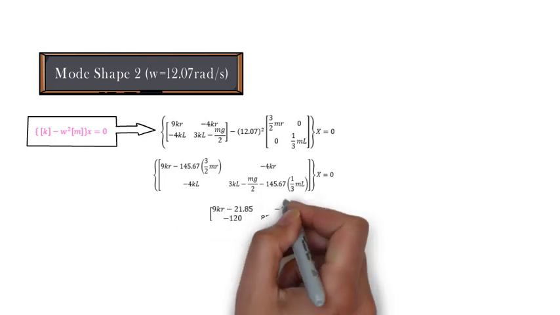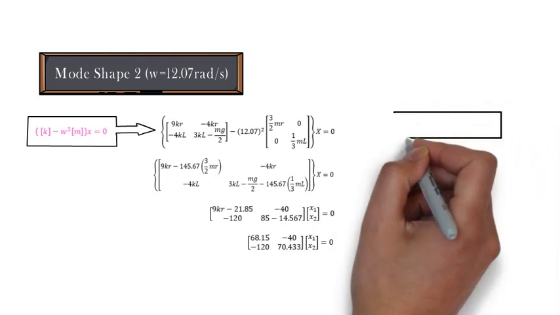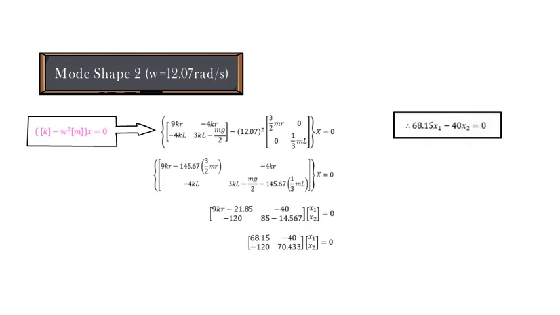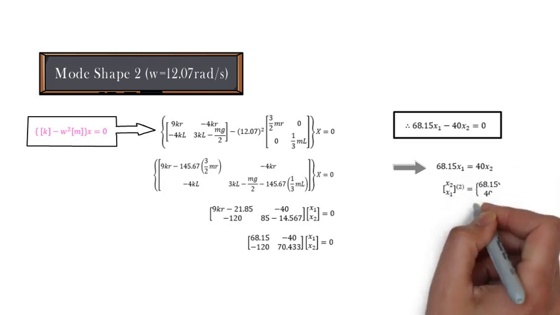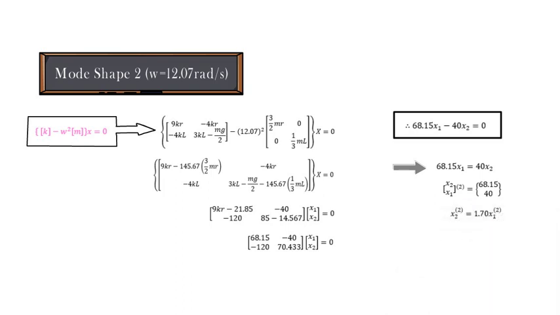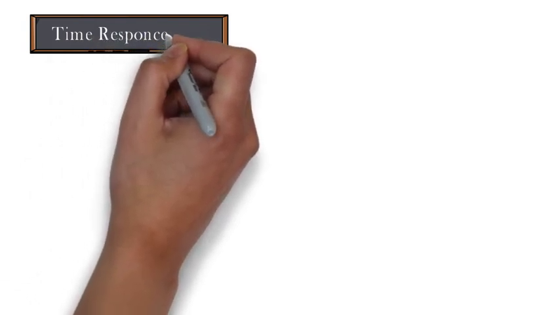All the values of K, M, L and R have been substituted in the matrices and it will be like this. Then we rearrange the equations from the matrices. Then we arrange the equations again to find the final mode shape for omega 12.07, and the mode shape is equal to 1.70 x1.